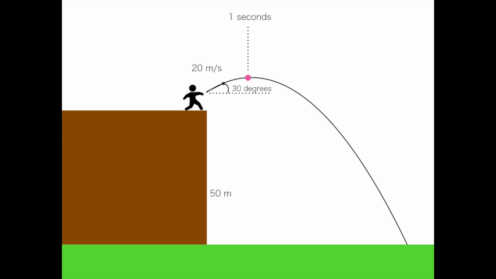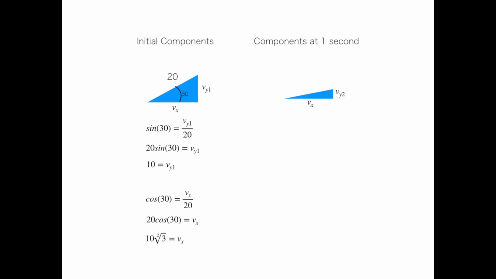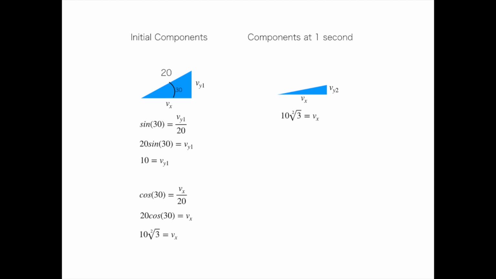So to do this problem, first we need to separate out the horizontal and vertical velocities. We can do this by using some basic trigonometry. Here's the math for that. Now we know that when the ball is thrown, it has a horizontal component of 10 root 3 and a vertical component of 10. Since we are neglecting air resistance, the horizontal component will never change. Therefore, the horizontal velocity at 1 second is also 10 root 3 meters per second.